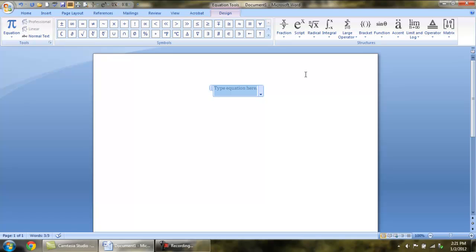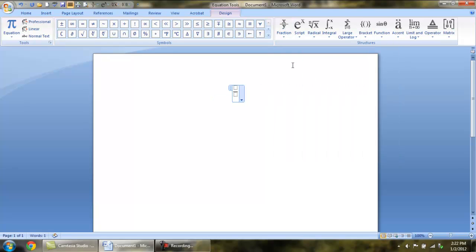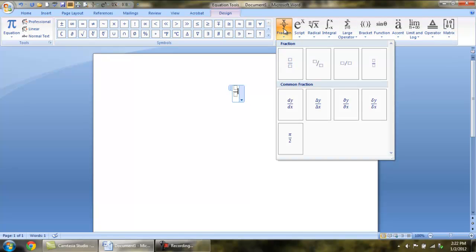The other ones that we will use are the fraction, the script, the radical, and the brackets. So let me just briefly show you those. If you want to input a fraction, you can click on fraction, and here you will have the fraction and the numerator and the denominator. I would prefer that one. I think this skewed fraction is a little bit harder for people to see sometimes. So I prefer the stacked fraction, which is just up and down.